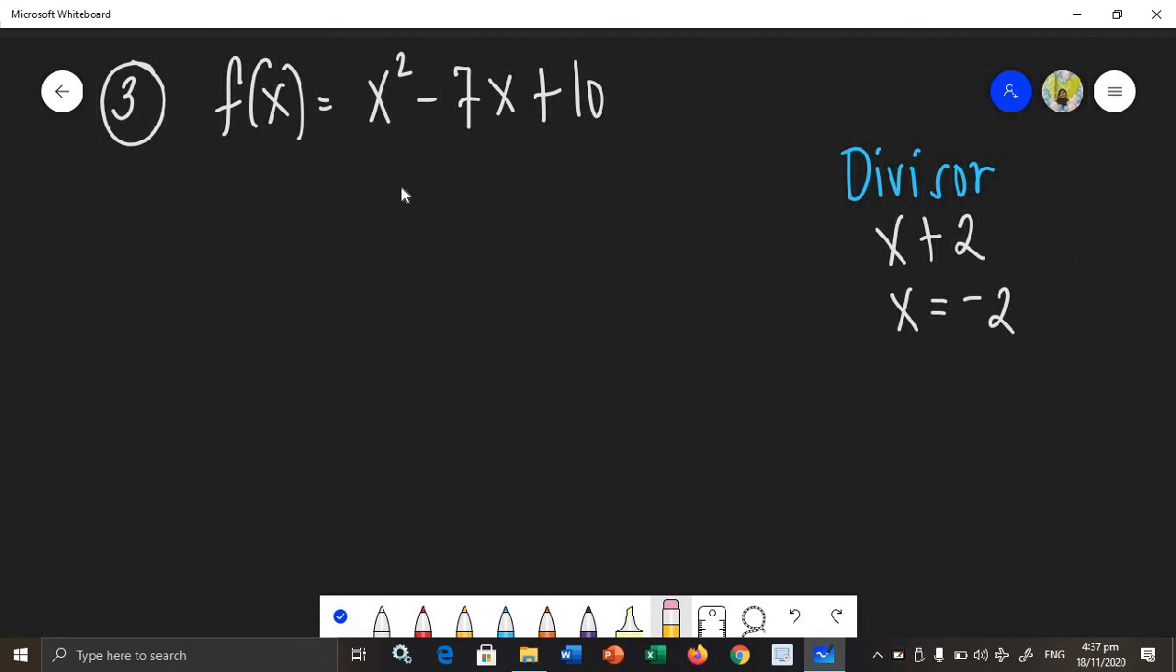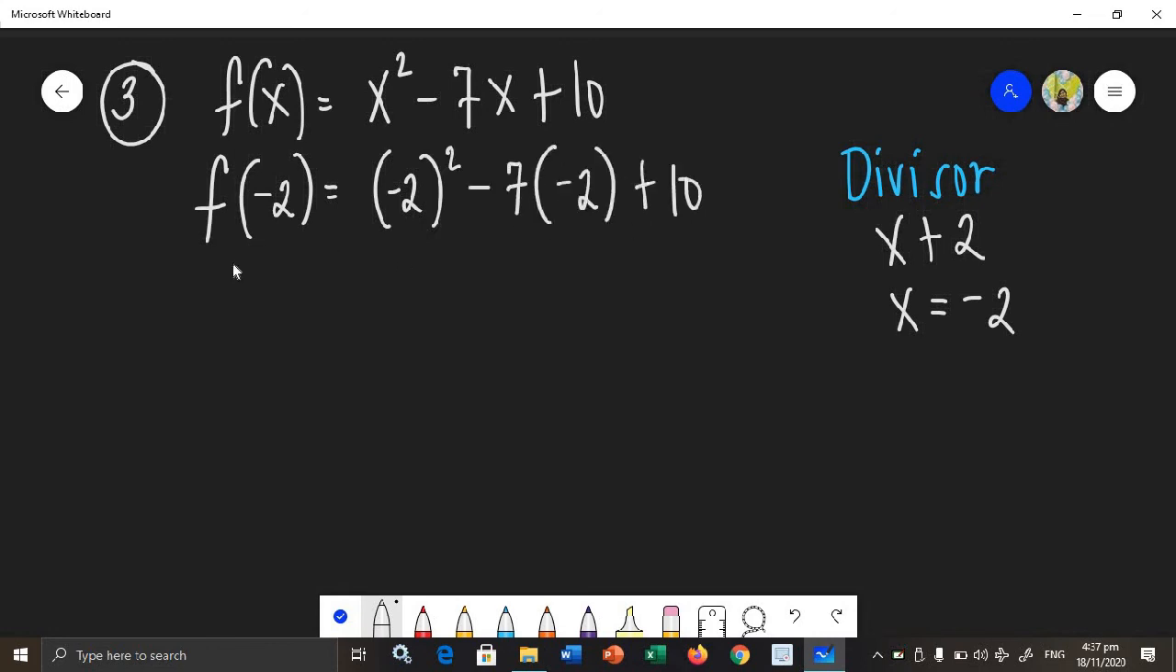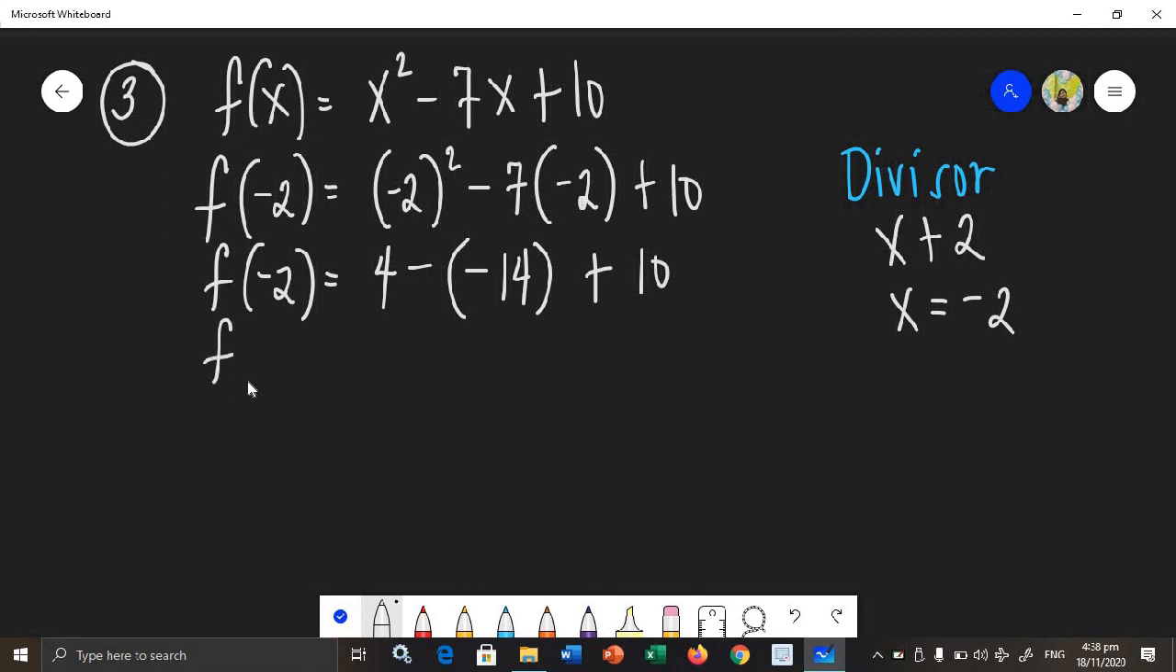So our x is equal to negative 2 and we need to substitute negative 2 to all the x's here in our polynomial. So f quantity negative 2 is equal to negative 2 squared, okay, minus 7 quantity negative 2 plus 10. And then f quantity negative 2 is equal to negative 2 squared is equal to 4. Yeah, it will become positive. Okay, and then minus 7 times negative 2. So the answer here is negative 14 plus 10.